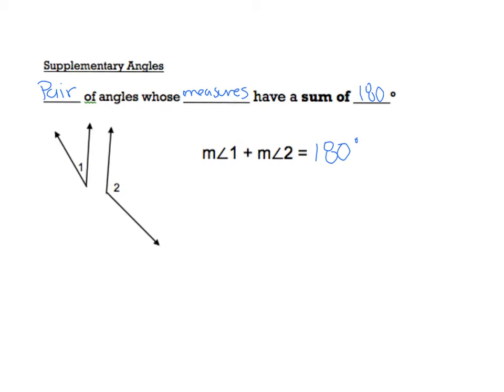All right, now our favorite. We've already actually discussed supplementary angles. It's a pair of angles whose measures have a sum of 180 degrees. So in this example, if I took the measurement of angle 1 and the measurement of angle 2 and I add them together, I'd get 180 degrees because they're supplementary.